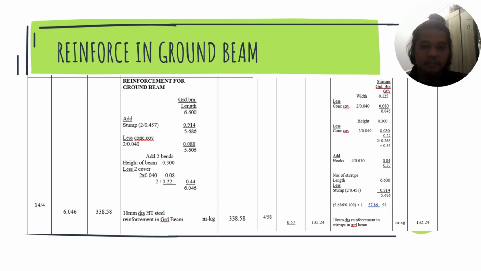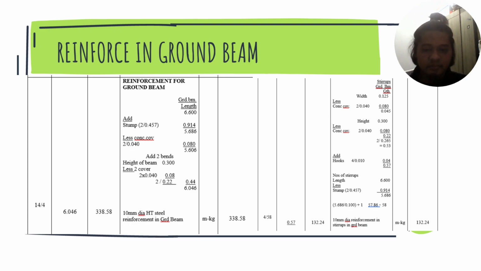Reinforcement for ground beam. For the HT steel, we use 10 mm diameter for the reinforcement in ground beam. 14 times 4 times 6.046, which is 338.58, and the unit in meter kilogram.